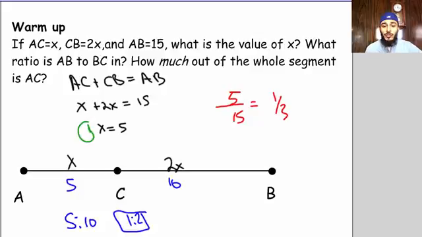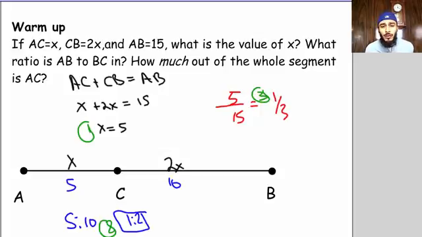The answer to the second question is a 1 to 2 ratio, and the answer to the third question is 1/3. Now, I want you to notice something here. Even though they are in a 1 to 2 ratio, I want you to notice that AC comes out to 1/3 out of the whole thing. And that's important. That's going to come in handy later.